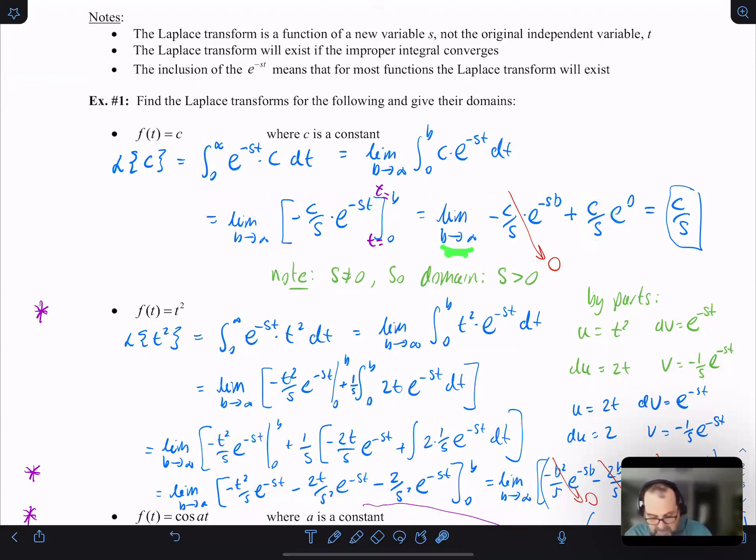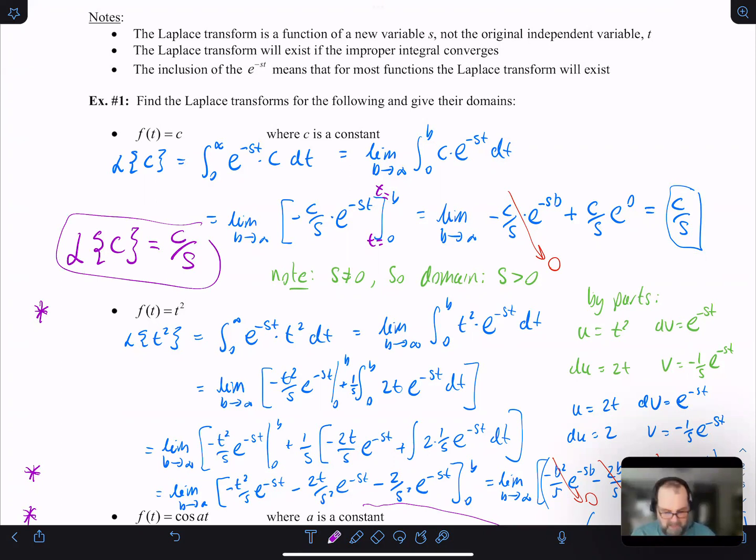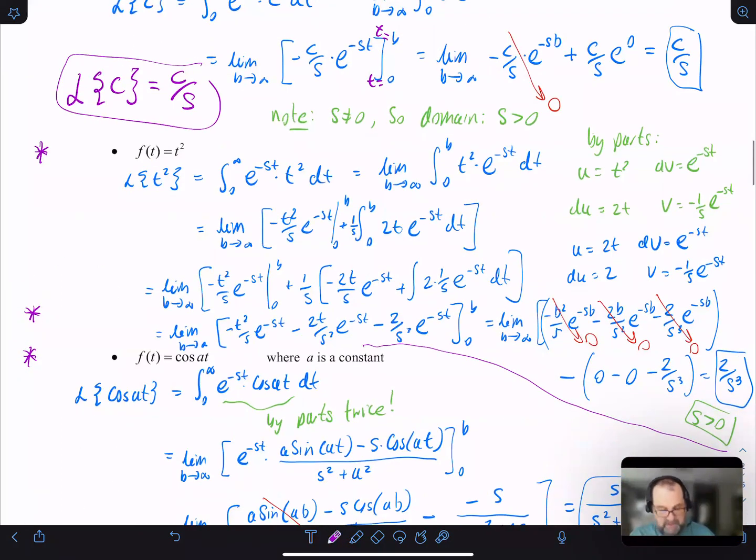And then notice if we take the limit as b goes to infinity, this e to the minus sb is like having 1 over e to the something times b. This is going to 0. So this term goes to 0, and we're just left with c over s. So that is basically it. The Laplace transform of a constant c is the function c over s. Again, that's a fairly easy one.